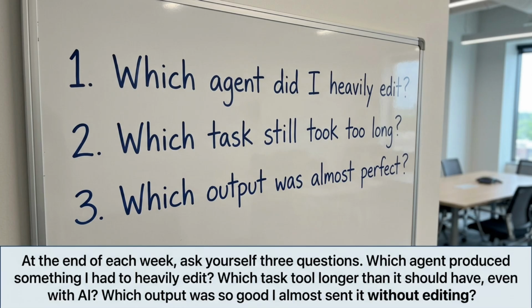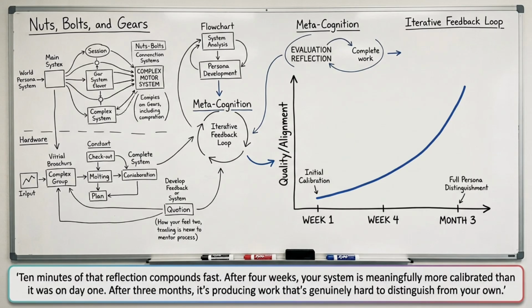At the end of each week, before you close everything down, ask yourself 3 questions. Which agent produced something I had to heavily edit? That's a signal the instructions need tightening. Which task took longer than it should have, even with AI? That's a signal a new agent is needed. Which output was so good I almost sent it without editing? That's the prompt that goes straight into your library. 10 minutes of that reflection compounds fast.